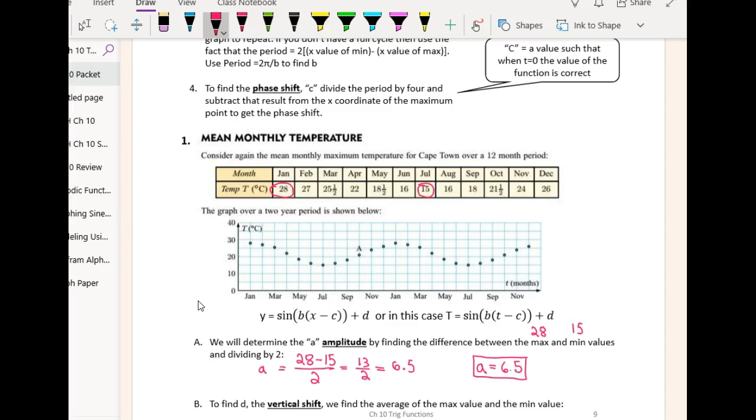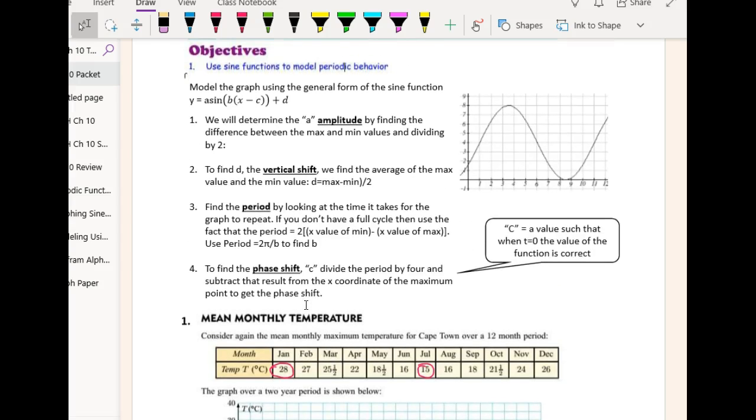So this is how high or how low it goes below the midline, or our offset. The next thing we're going to do is find the value of D, which is the vertical shift. Earlier I mentioned that we also call this the offset, but it's the midline. To do that, you find the average of the max and the min values. Okay, so this should be the vertical shift.